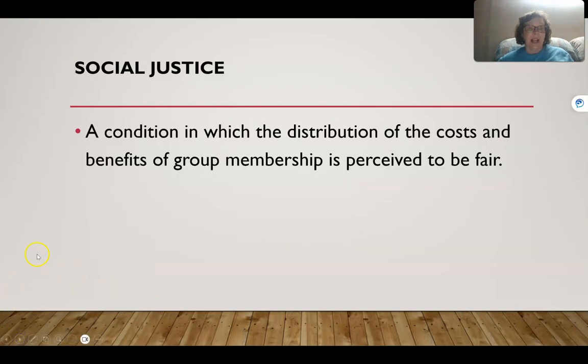So our next definition has to do with social justice. This is a condition in which the distribution of the costs and benefits of group membership is perceived to be fair. Now, sometimes we think we're being fair, but not everyone sees it that way. So that's another issue that we're going to be dealing with. And in this first chapter, they will talk about different views of social justice.